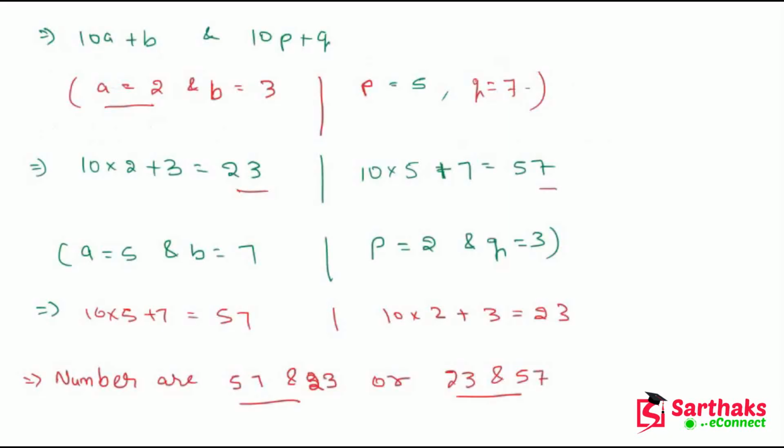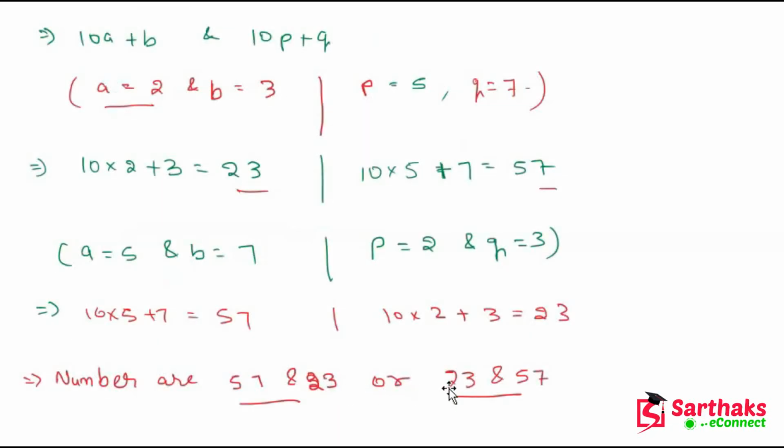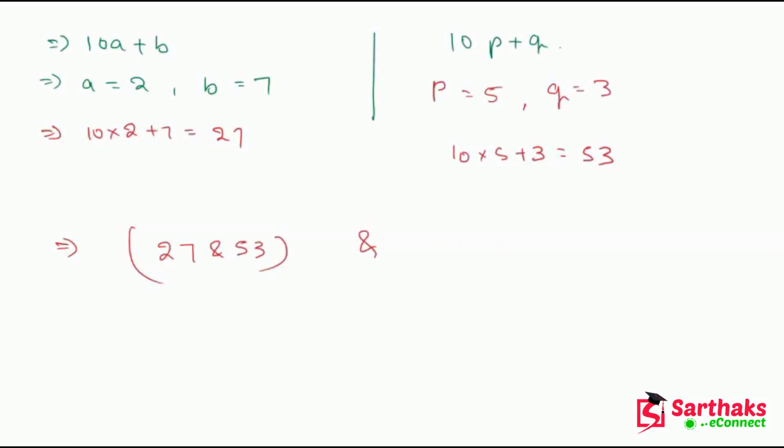Now in this case, if we take a is equal to 5 and p is equal to 2 and we interchange the value of b and q, then we get the same result. We get 53 and 27. So here the pairs are 27 and 53, and the other pair is 23 and 57.